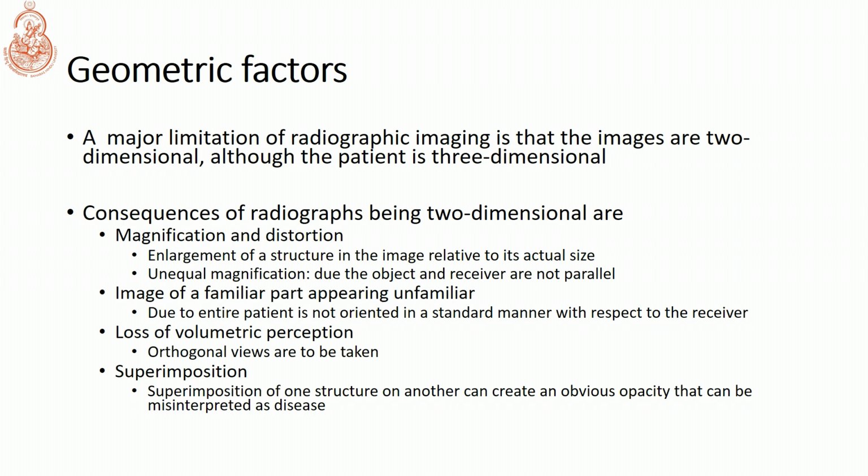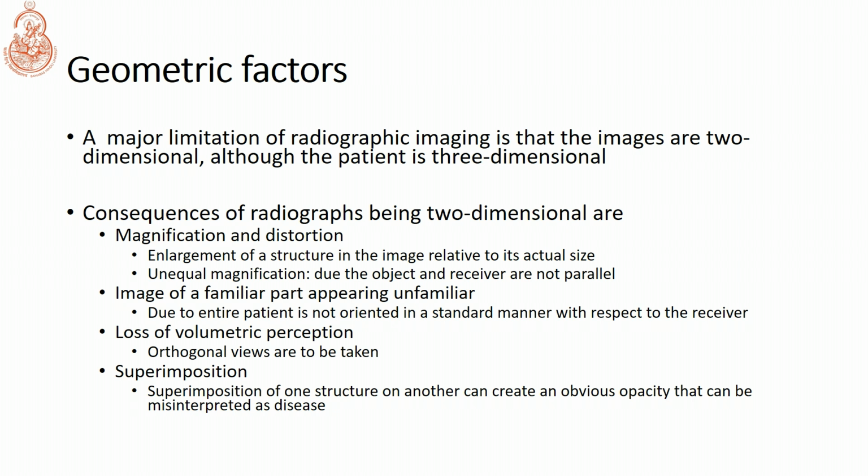For that reason, we are supposed to take at least 2 different projections. That too, it shall be at 90 degrees to each other. Those projections are called the orthogonal views. So always make sure that, to avoid this loss of volumetric perception, orthogonal views are being taken. The next one is superimposition.